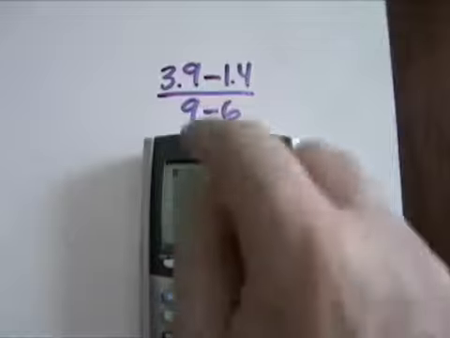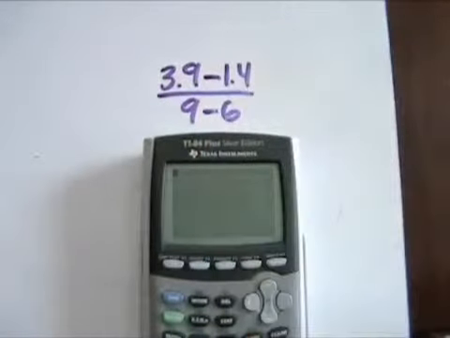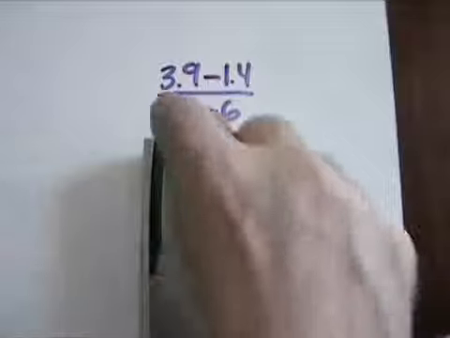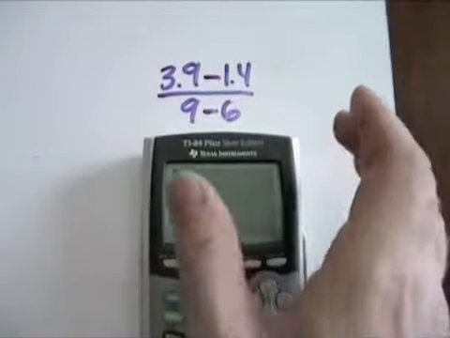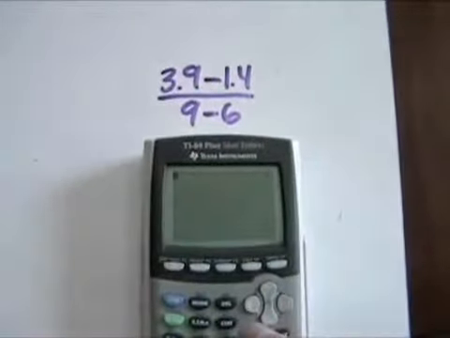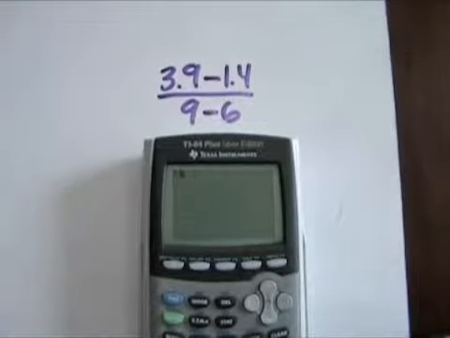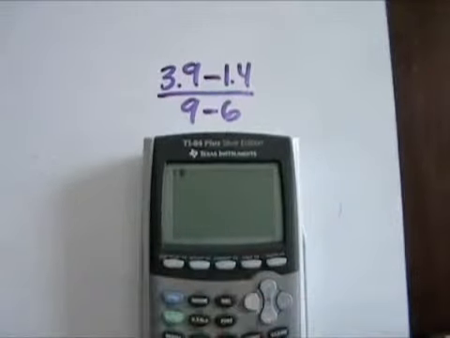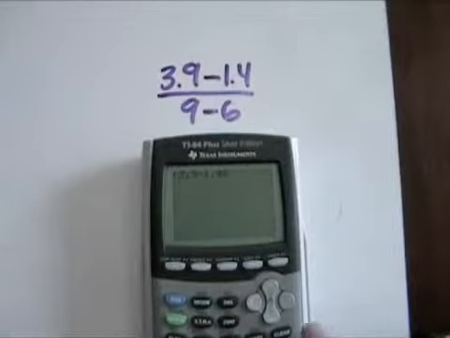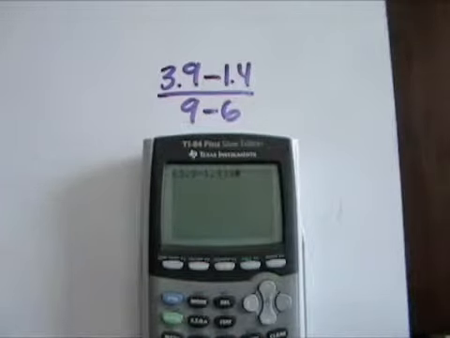What you don't see in a problem like this is parentheses around the top. When you see a fraction bar that goes all the way across, it's telling you, assuming that there's parentheses at the top and bottom. So what you would do on your graphing calculator is make sure that you put those, because the graphing calculator only does lines. 3.9 minus 1.4, parenthesis right here, divided by, parenthesis 9 minus 6 parenthesis, and then there you have your graphing calculator answer.